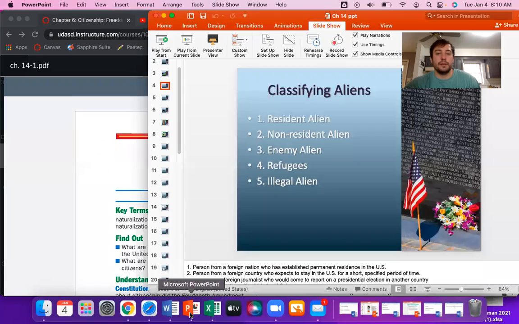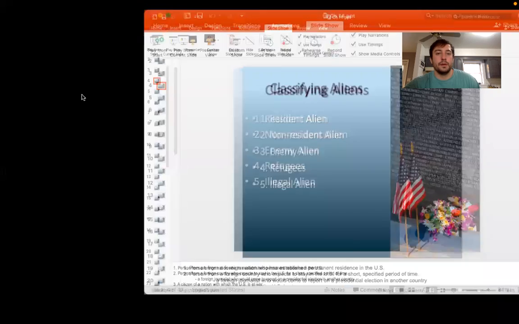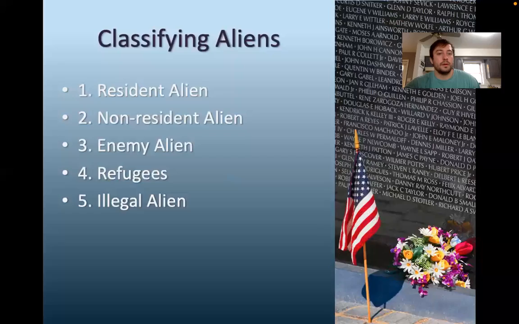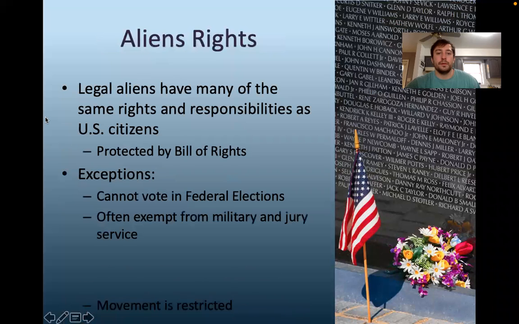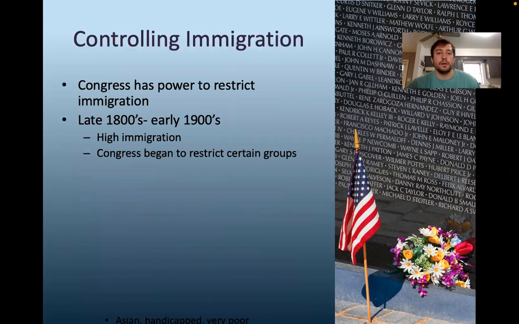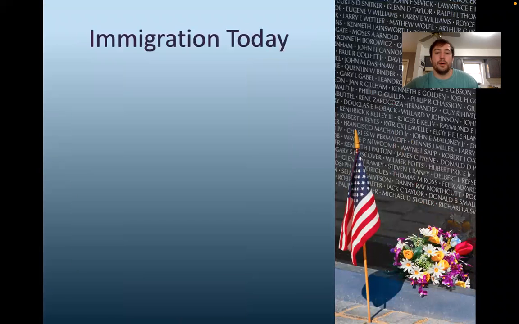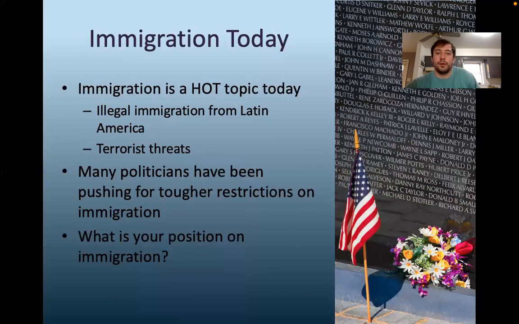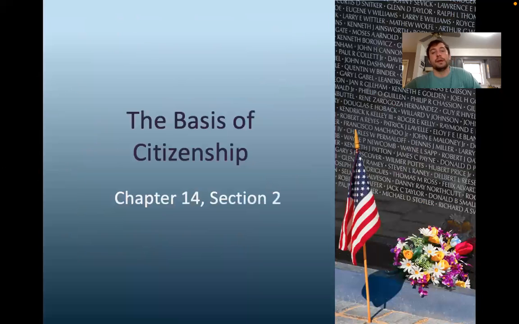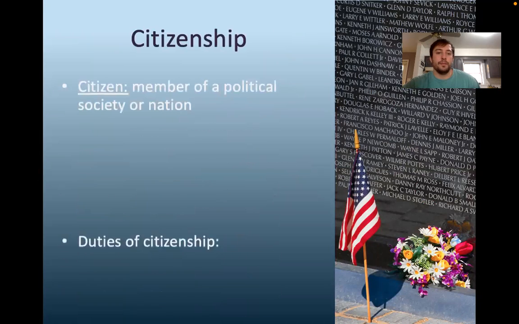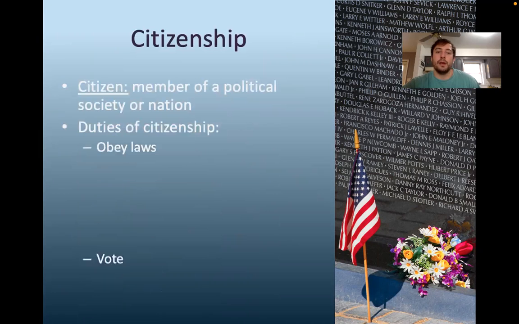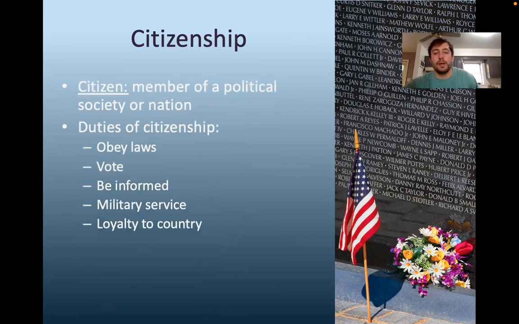All right, so let's get through this here real quick. Went through the types of aliens. Controlling immigration, we went through already yesterday, and how there are policies to limit immigration from certain areas depending on the circumstance. All right, basis of citizenship. So, citizen, member of a political society or nation. So, duties of citizenship: obey laws, vote, be informed, military service, loyalty to country, pay taxes, etc.